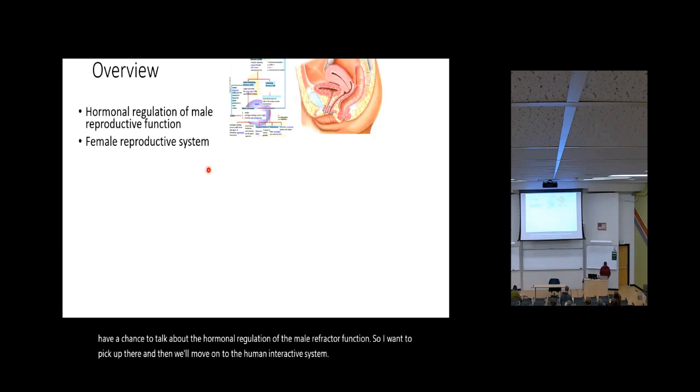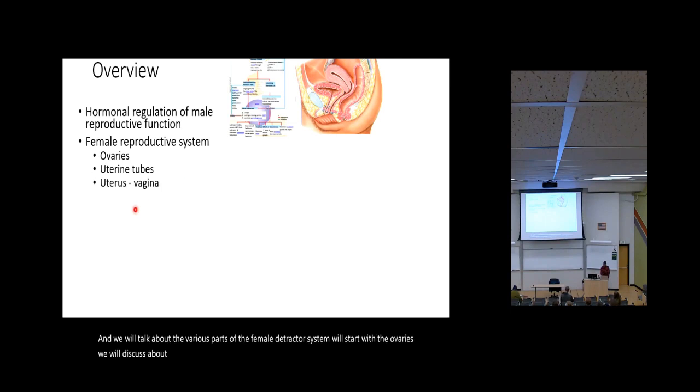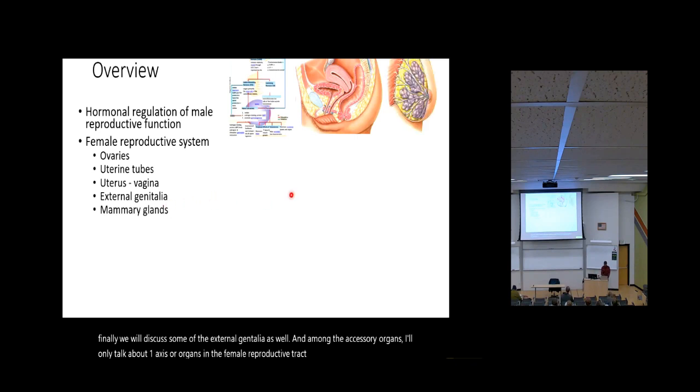We will talk about the various parts of the female reproductive system. We'll start with the ovaries, and then we'll discuss the uterine tubes, the function of the uterus and the vagina, and finally we'll discuss some of the external genitalia as well. Among the accessory organs, I'll only talk about one accessory organ in the female reproductive tract, but the mammary glands is the second accessory gland we'll be considering.